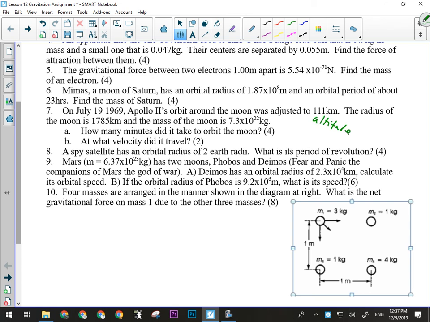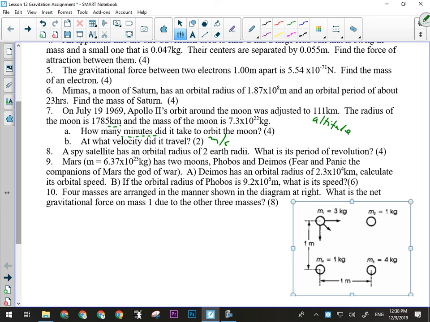Okay, because then it goes on to give you the radius of the moon, also in kilometers. So it gives you the altitude and then the radius of the moon after that, and then gives you the mass of the moon. How many minutes did it take to orbit the moon? Make sure you're giving me this stuff in the right units. And then what velocity did it travel? I am looking for that in meters per second.